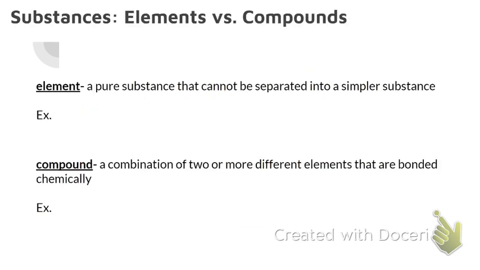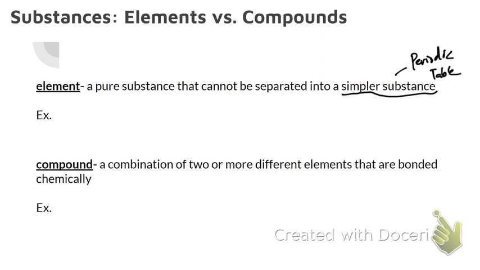A pure substance can be divided into two more categories: elements and compounds. An element is a pure substance that cannot be separated into a simpler substance. So this is as simple as it gets. And we can always find this on the periodic table. All elements are found on the periodic table.